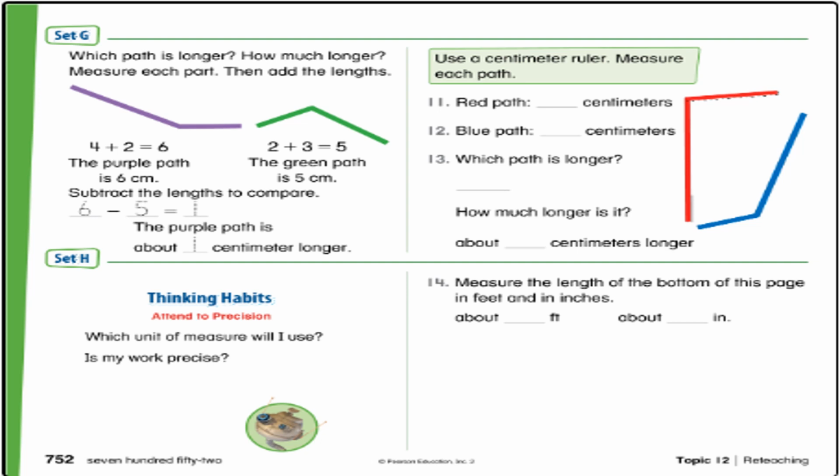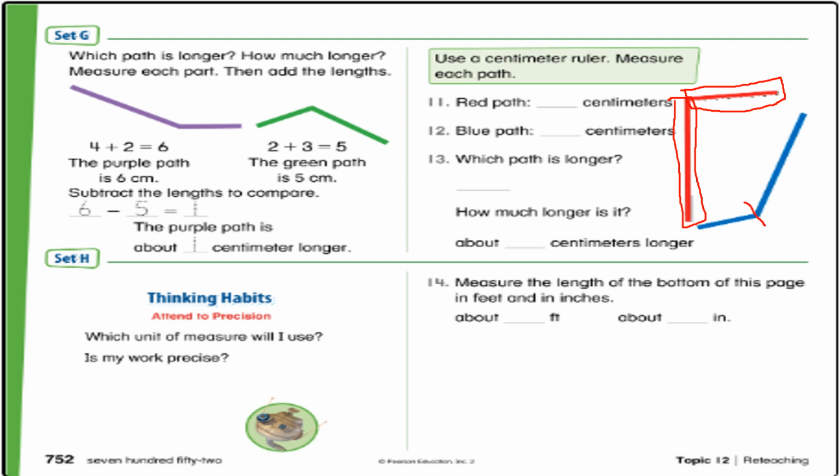Okay, the last page, question 11. What's given? Use a centimeter ruler, measure each path, and then we have to write here. So to measure the red path, first you will measure this part using your ruler, and then you will measure this part, using the centimeter side of the ruler.